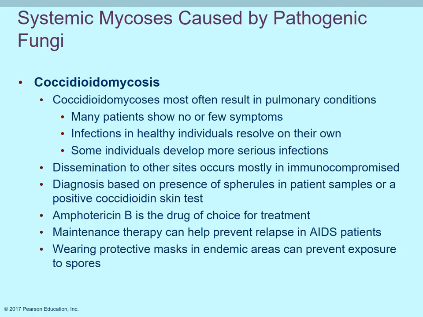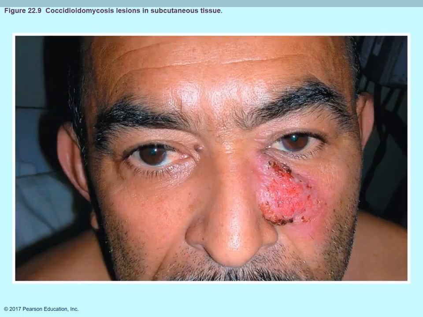Coccidioidomycosis usually has respiratory issues or infections. Patients, if they're healthy, may not show any symptoms or just very few symptoms. Some individuals, if they're immunocompromised, may develop a more severe infection. In that case, antibiotics can be used. This is showing one of the lesions that's formed in the subcutaneous tissue.